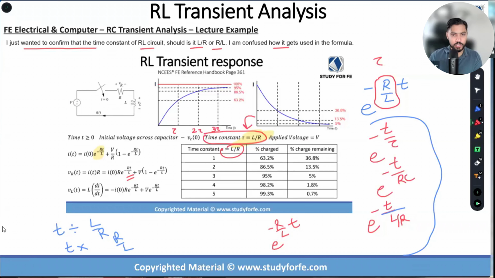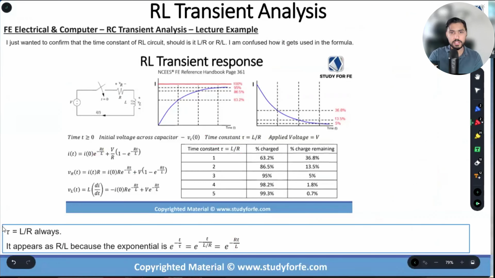So if it is a non-issue, if it is so obvious, then why am I wasting your time and my time on this? Because students routinely mess this up. Okay, so the next couple of questions are interesting questions dealing with RC transient. We're going to deep dive into them a little bit. So this is RL transient, and this was my response to the student: tau is equal to L by R always. It appears as R by L because of the explanation that I provided.